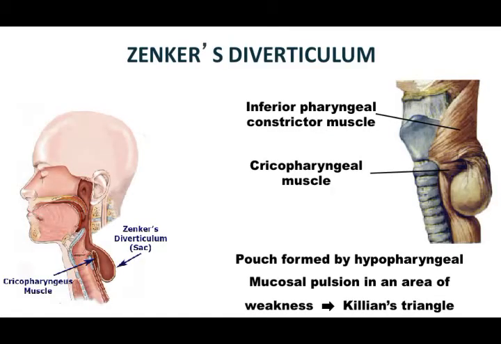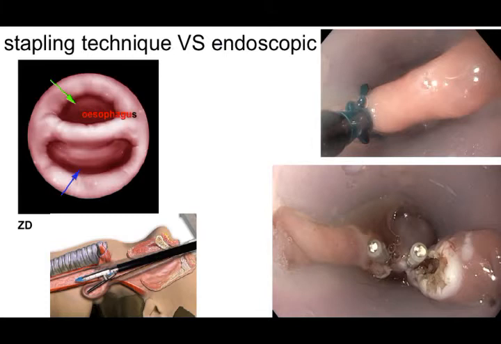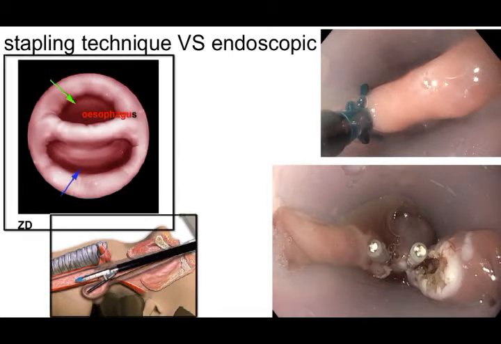Zenker's diverticulum is a pulsion diverticulum that develops in an area of weakness of the posterior hypopharynx known as Killian's triangle. Conventional treatment is surgical by ENT colleagues, using a rigid scope and stapling gun to divide the septum that is made up of cricopharyngeus muscle. This technique, however, requires general anesthesia and neck hyperextension.